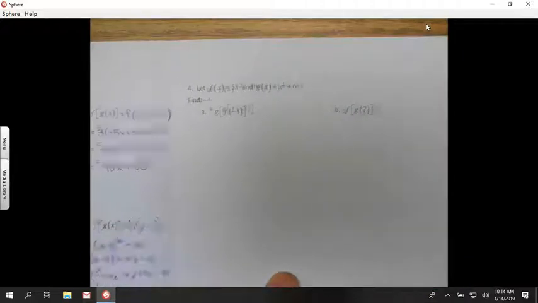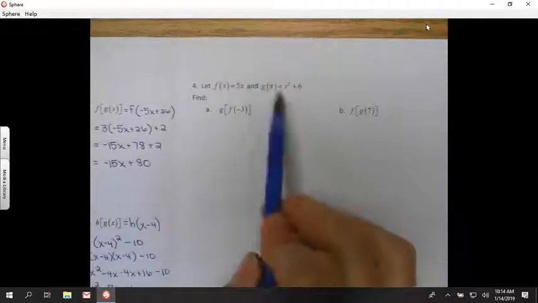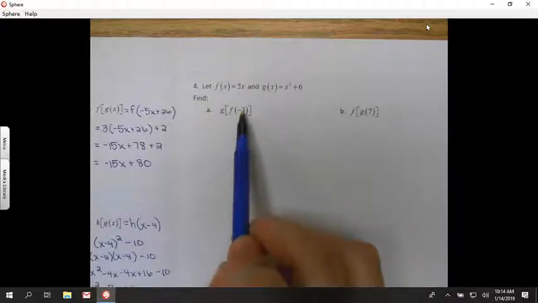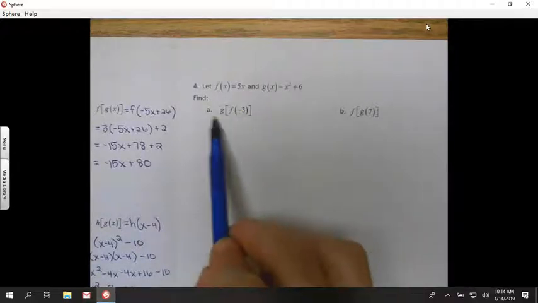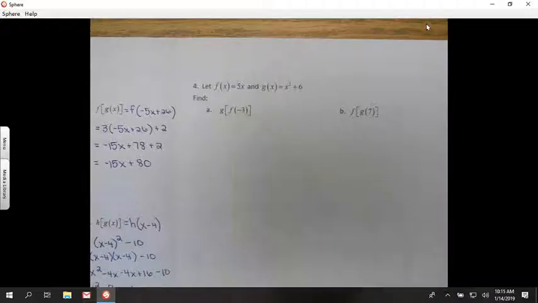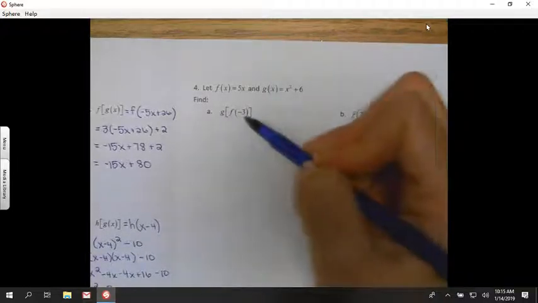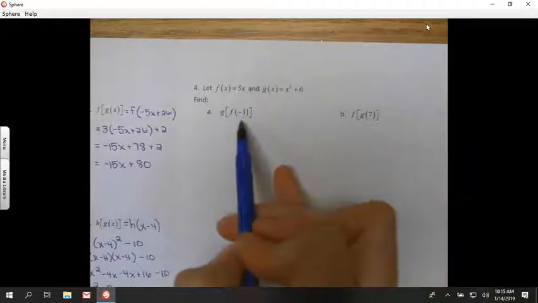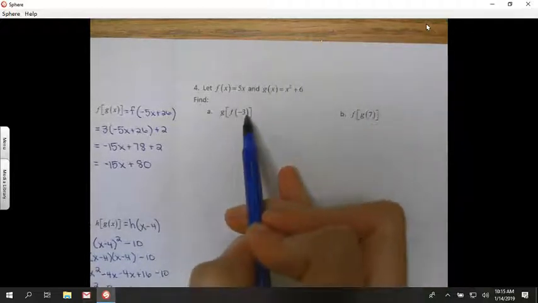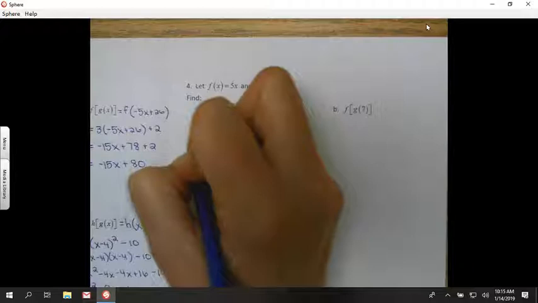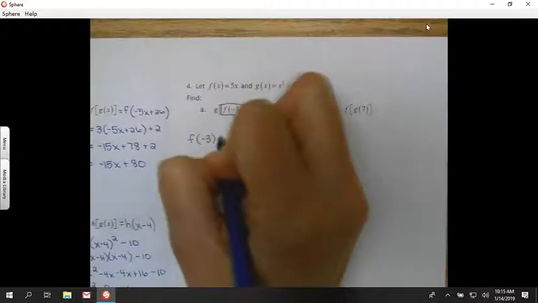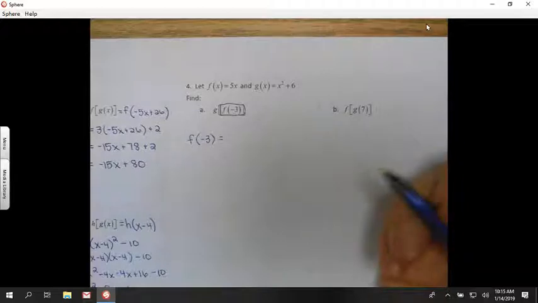All right. Last one. This time, if you look, we still are given an f of x and a g of x, but if we look down here, we're actually finding g of f of negative 3. So since we are plugging a number into our functions, our overall answer should also be a number. We just have to do things in order here. So when this says g of f of negative 3, I have to start on the inside. So this says f of negative 3. So let's go ahead and find f of negative 3.